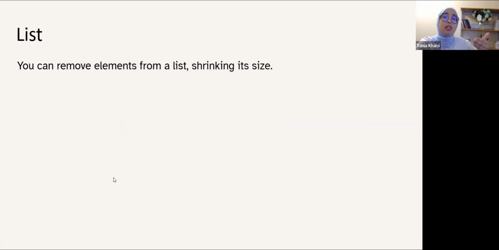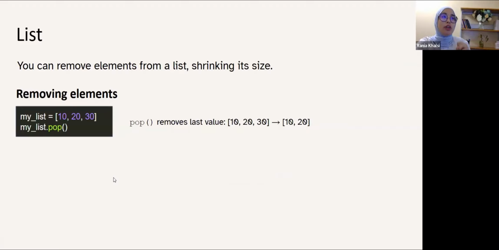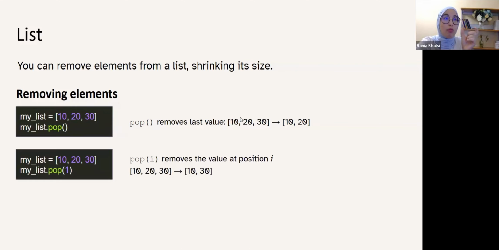You can also remove elements. If adding elements increases the size of the list, removing elements will decrease the size of the list, okay? So how to do that? To remove an element, we are using the method pop, okay? My list dot pop is going to automatically remove the last value. So if I have my list containing 10, 20, 30 and I apply the pop method, I will remove the last element, which is 30. So my updated list is only going to have 10 and 20, 2 elements. The size is reduced from 3 to 2, okay?